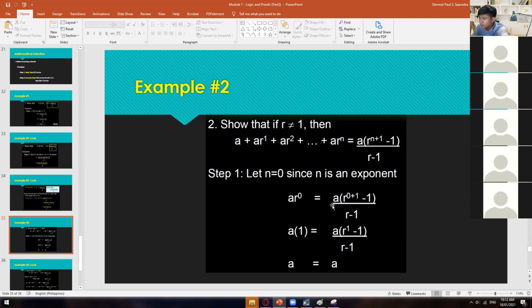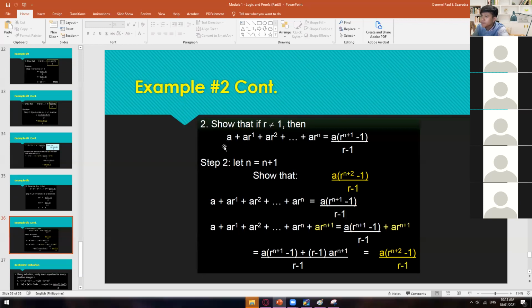Wala na ibang nagbago kundi dun lang sa exponent. Sa left side, a times 1 is a. And kapag simplify mo to, a times r raised to 1 minus 1 divided by r minus 1, pwede mo na siyang i-cancel and then come up with letter a. So in here we have now proven that this left side expression is really equal with this right side expression. So the next step is replacing the n into n plus 1. All right?